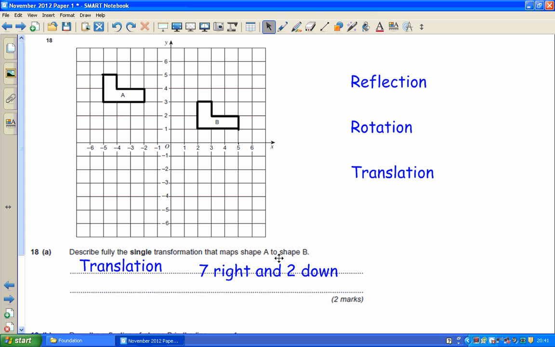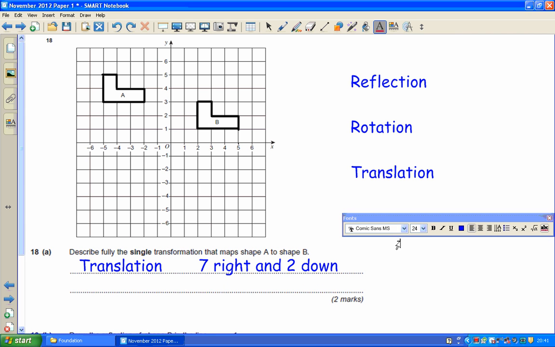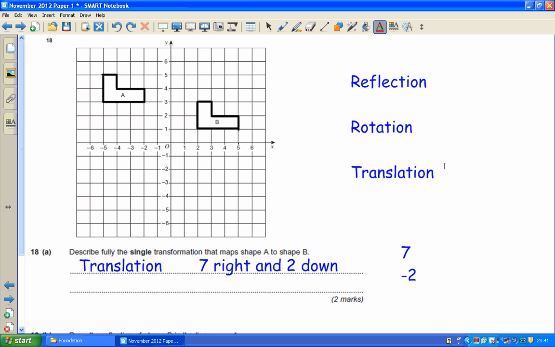Now that'll get you the marks, that'll be fine, although I know some of you will use a column vector for that. So 7, -2. Where the top number of our column vector is how many left and right it's gone, and the bottom number is how far up and down it's gone. So you could write that as 7, minus 2 as a column vector, although I think leaving it as 7 right and 2 down is probably the best thing to do.